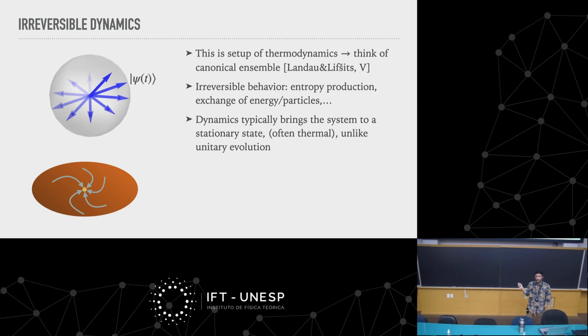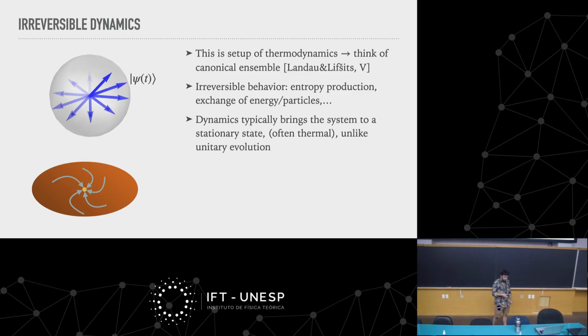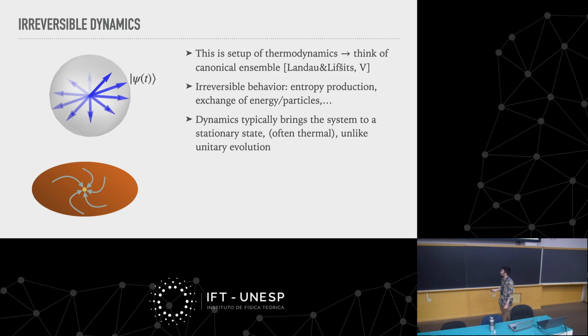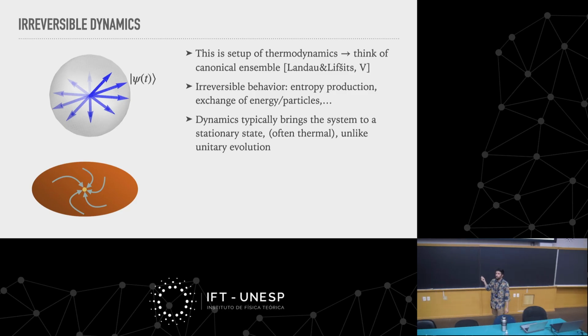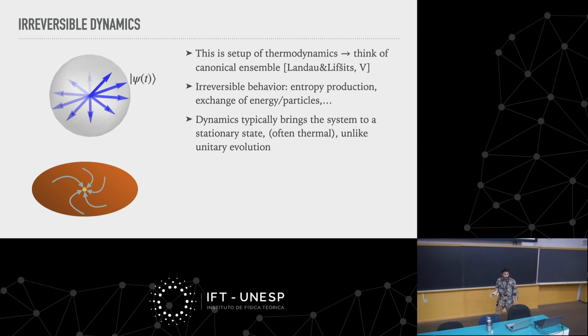Irreversible behavior means that entropy is going to be produced, particles and energy are going to be exchanged, and so on. And this already points to a fundamental difference between open and closed quantum systems. In a closed quantum system, or better, isolated quantum system, obeying the Schrödinger equation, the dynamics is essentially rotation in the Hilbert space. If we were able to visualize a Hilbert space with 1,000 dimensions, we would see something like this.